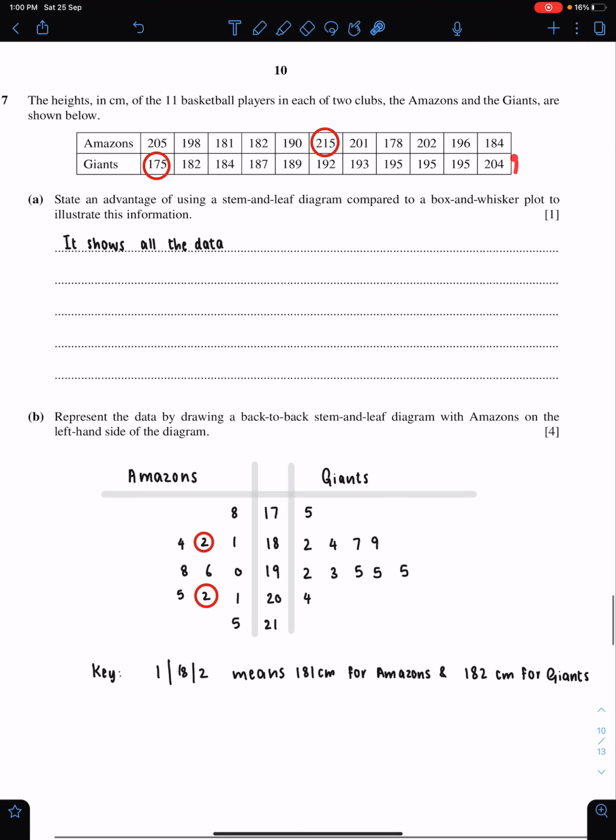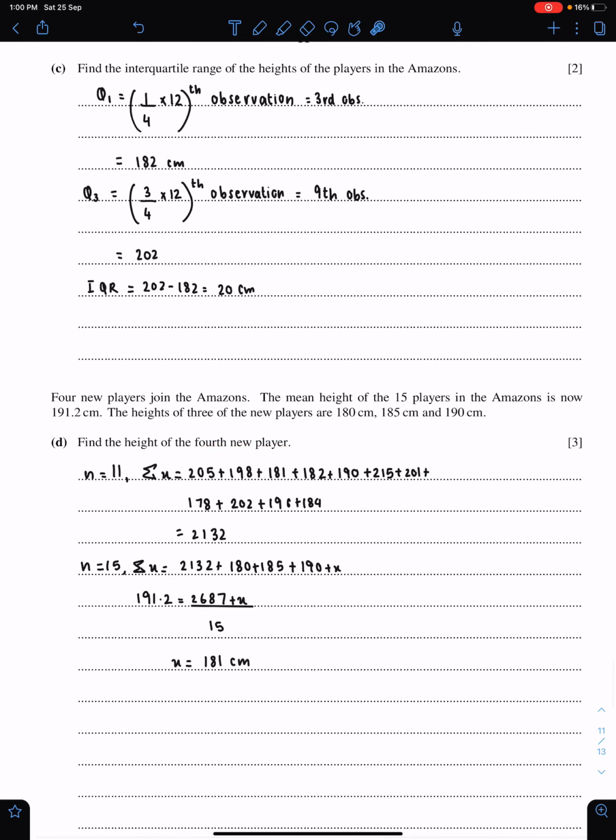Now we need to add these 3 numbers to this sum, and then the height of the 4th player, the missing player, as x, or you can use h, you can use anything. So this is the sum of 15 players. We need to divide this by 15 and equate to this mean. Hence the height of the 4th player is 181. So first find the sum of the heights of the 11 players, then add these 3 numbers with the 4th person's height as x. Now divide this sum by 15 and equate this to 191.2 to get the height of the missing player, the 4th player.